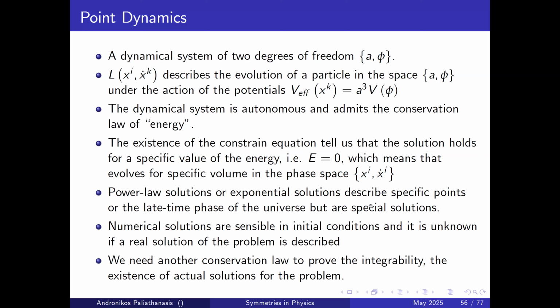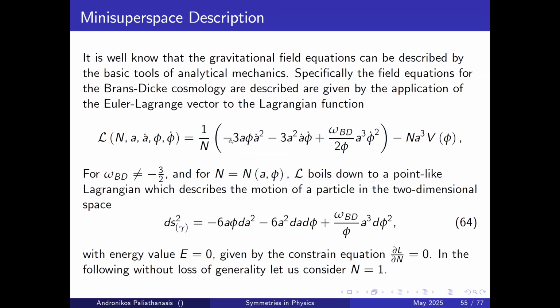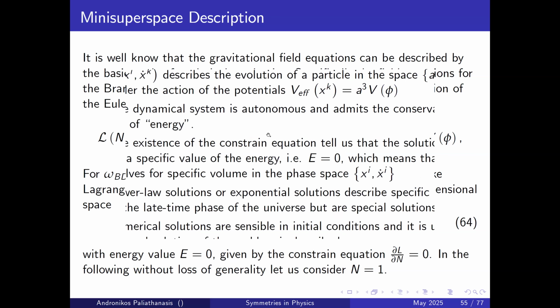Power-law solutions or exponential solutions describe specific points or eras of the universe, but are special solutions. The numerical solution is accessible for initial conditions, and it's unknown if a real solution of the problem is described. We need other conservation laws to prove the integrability, the existence of actual solutions for the problem. So this one has one conservation law. We can see easily it's the conservation law of energy. It's autonomous, and due to the field equation, this is zero. So we shall define the V(phi) such that this model admits an additional conservation law.